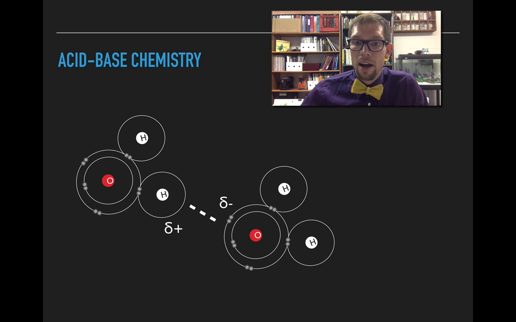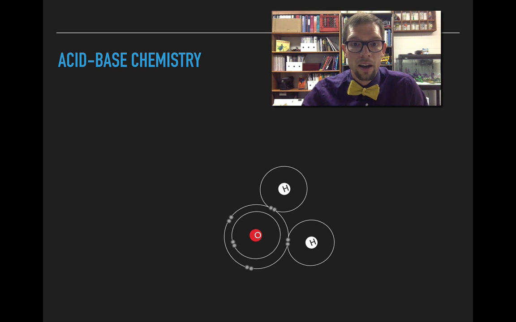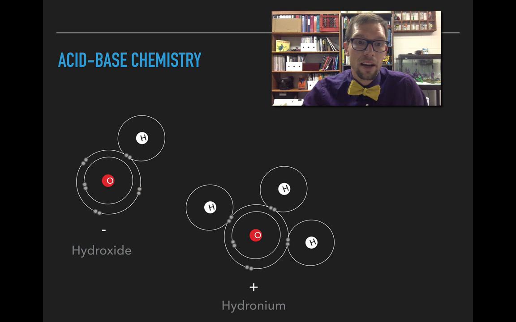So let's return now to acid-base chemistry. So recall that hydrogen bonds can form between water. In fact, one thing that can happen is that the water molecule can actually lose a hydrogen, and another water molecule can gain it. So when this happens, you have a hydroxide ion and a hydronium ion in solution. And this is occurring all the time in water.